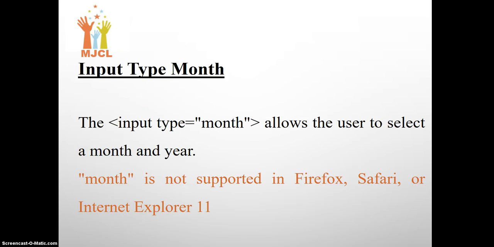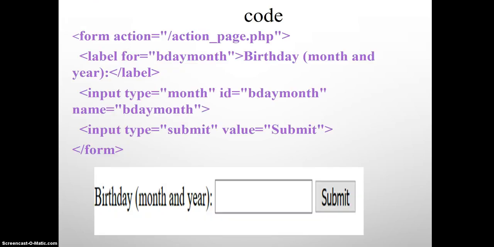Input type is equal to month. That will accept only month and year. Firefox, Safari and Internet Explorer do not support this control. Implementation of the code, and output is about birthday, month and year. Here you enter the month and year.